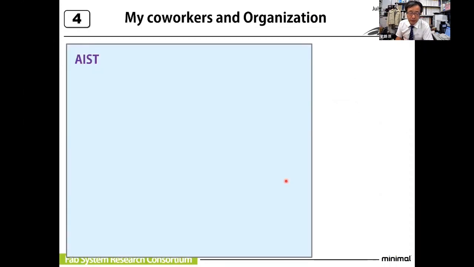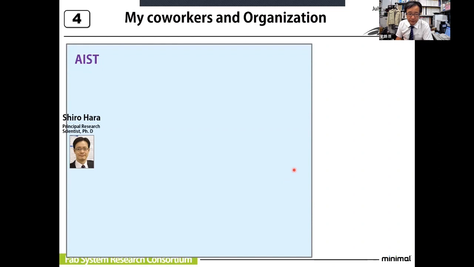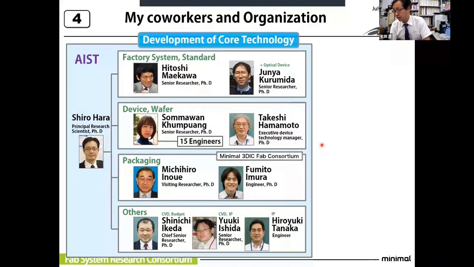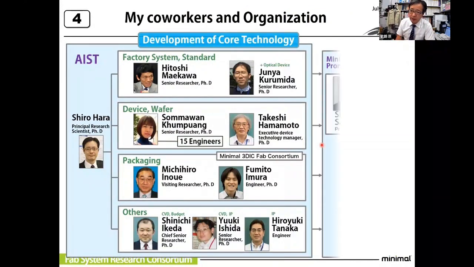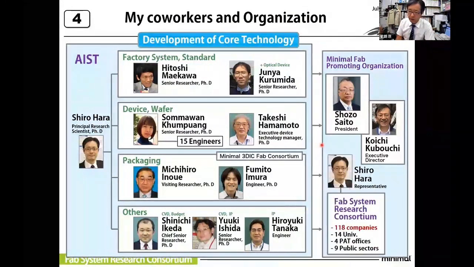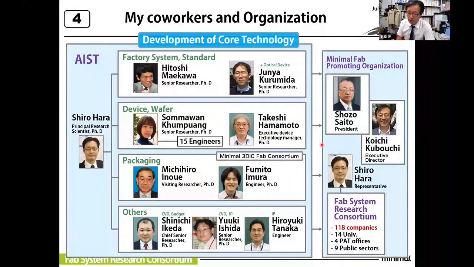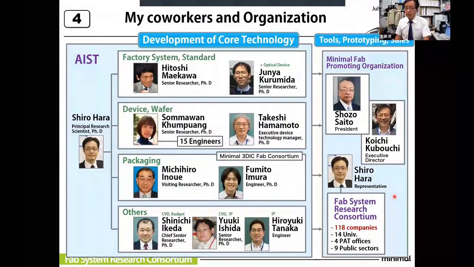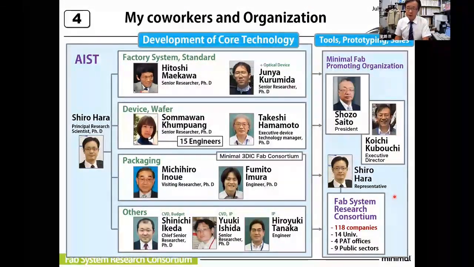So I will introduce my co-workers and organization. This is me, and these are my co-workers in AIST National Lab. We are developing a core technology of minimum fab. Also, separated from AIST, I established a minimum fab promoting organization. Under the organization, we have established the Fab System Research Consortium, including many companies. I'm a representative. Using the minimum fab promoting organization, we are selling tools, prototyping devices, or selling devices, not the tools, etc.